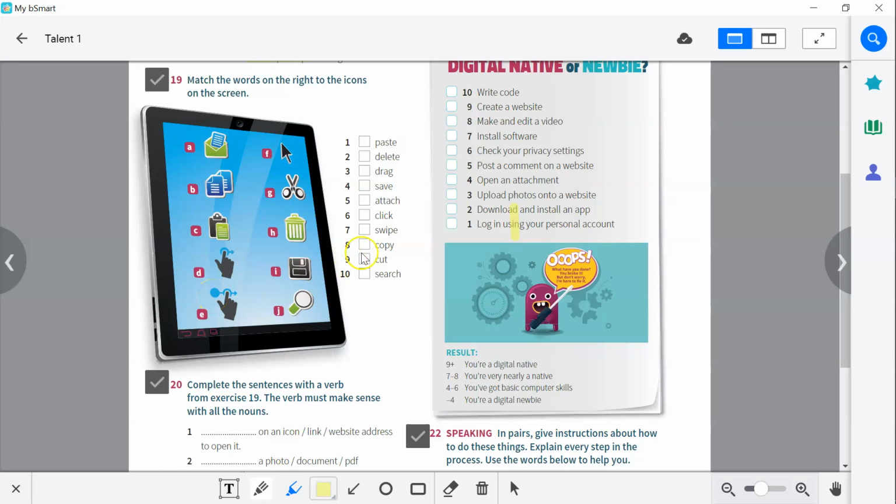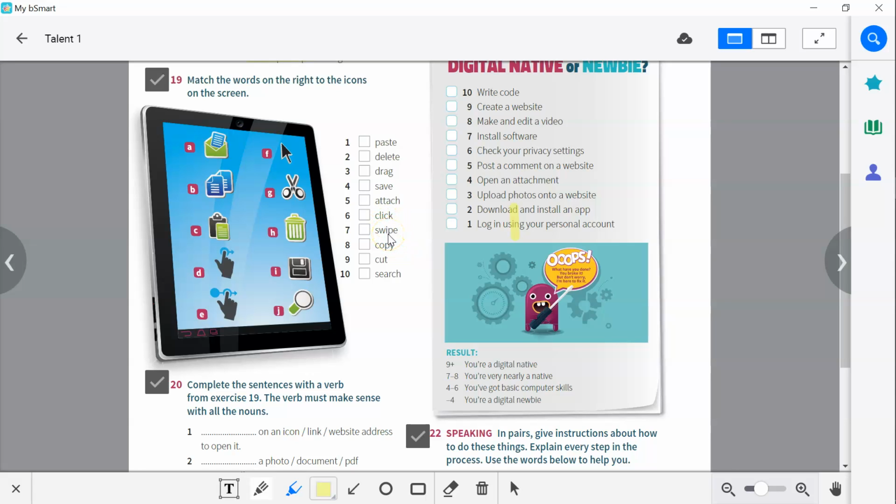Then we have number 4, save, whose meaning is salvare, and the right letter is E, of course. Number 5, attach, whose meaning is incollare, allegare, and the right answer, the right letter is A. And we have also click, okay, whose meaning is cliccare, okay, so the letter is F, you see the arrow and you click with it.